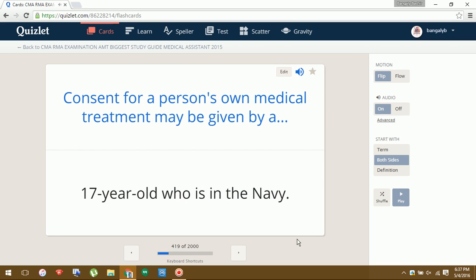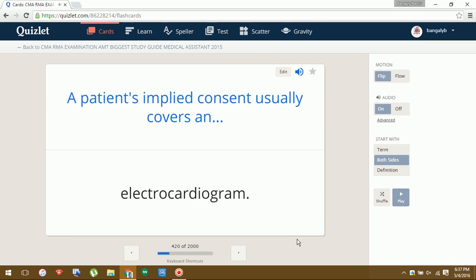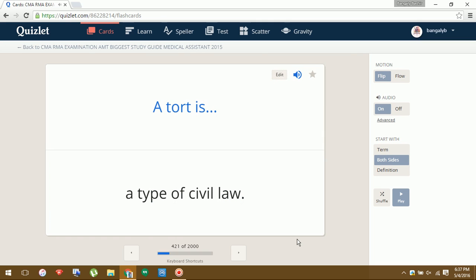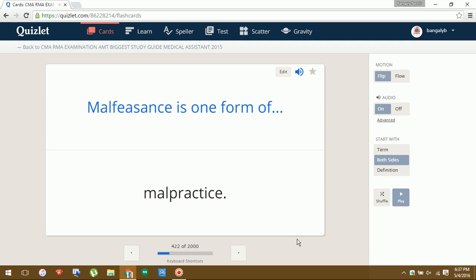Consent for a person's own medical treatment may be given by a 17-year-old who is in the Navy. A patient's implied consent usually covers an electrocardiogram. A tort is a type of civil law. Malfeasance is one form of malpractice.